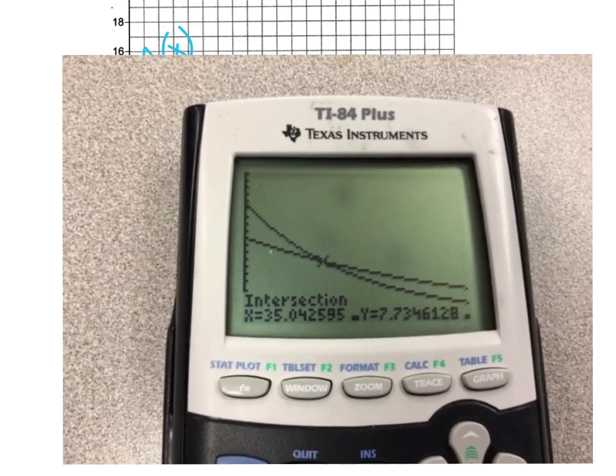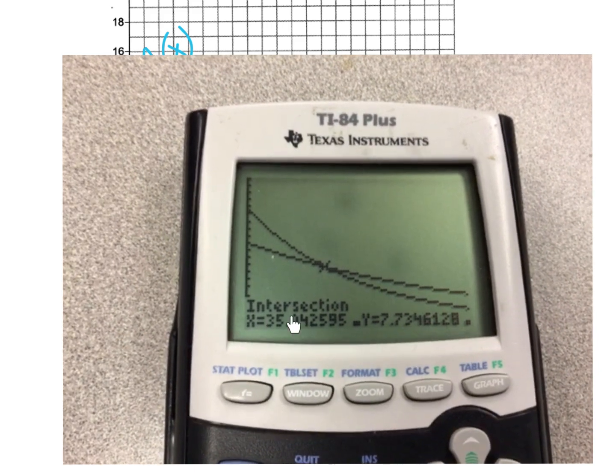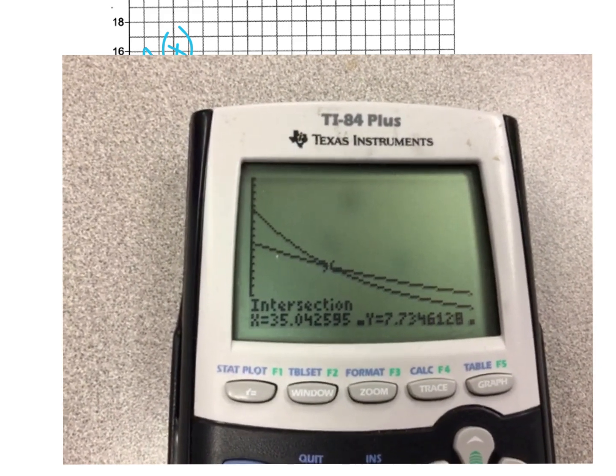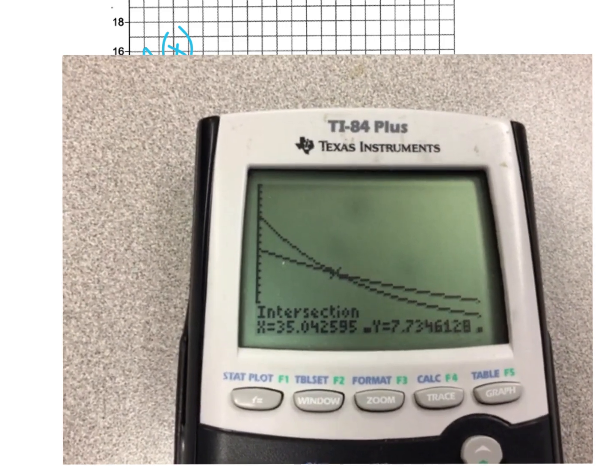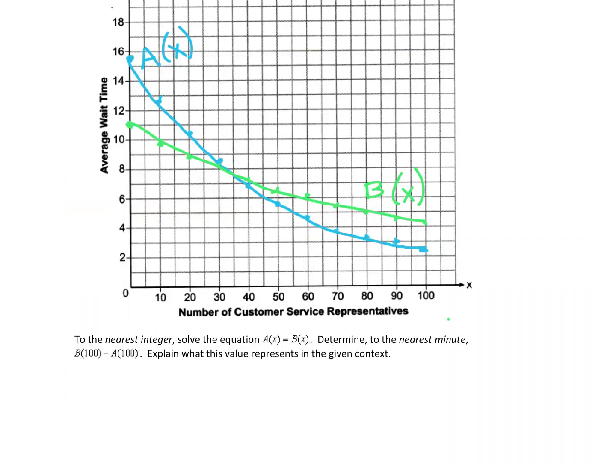Now remember, we're concerned with the x coordinate only, the x value only, and I believe they wanted us to round to the nearest integer, so wouldn't that be 35? And even if I look at my graph here, it does appear that 35 is where they're going to intersect. So here we could just say 35, I guess, customer service representatives. That would be my units.